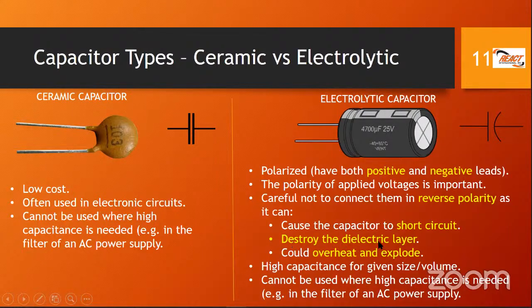You can destroy the dielectric layer. Remember, we saw what that dielectric layer was. It was between the two plates, kind of the peanut butter or the vegetable spread, right? You could destroy that. You could evaporate it. And you can cause the capacitor to overheat and explode, and therefore you can cause a fire. So therefore, we have to be mindful that we don't do this.